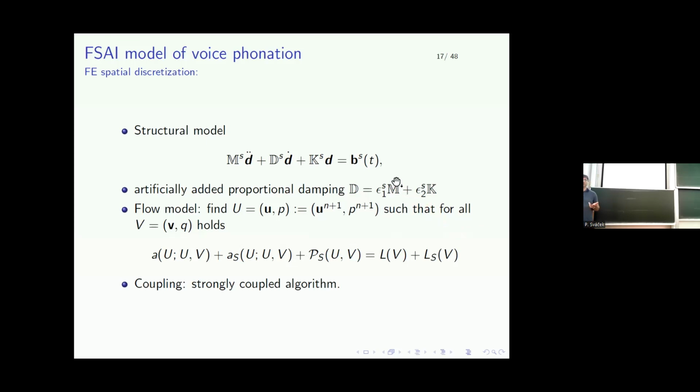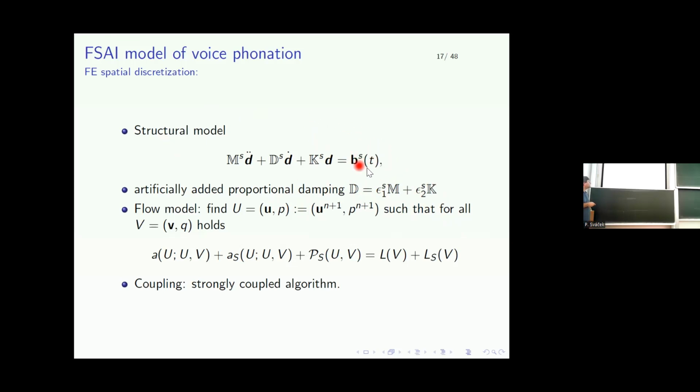Because we are talking about biomechanics, and in biomechanics the structures are usually highly damped, so the damping is quite large here, and we need to somehow model it. Because we don't have a physical model of the damping available, we are using this engineering approach, which combines these two matrices for a damping term. Okay, so we have the structure model.